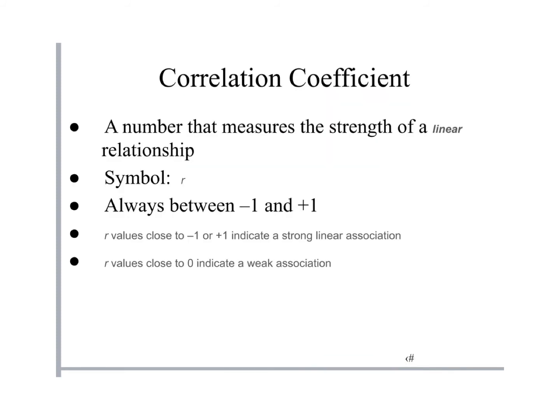So what is a correlation coefficient? It's a number that measures the strength of a linear relationship. So we're only going to be talking about strength in this section, not trend, not shape, just the strength. And we use this symbol R to represent correlation coefficient. It's also sometimes referred to as an R value. And it's always a number between -1 and +1.